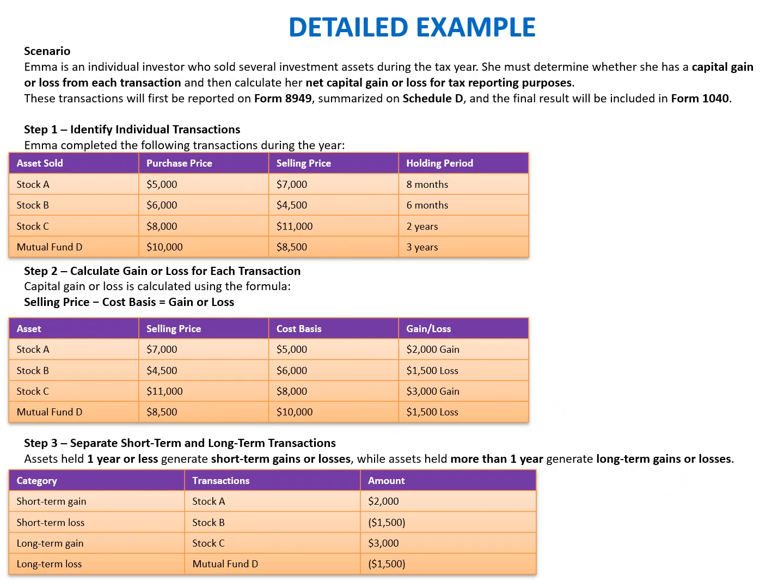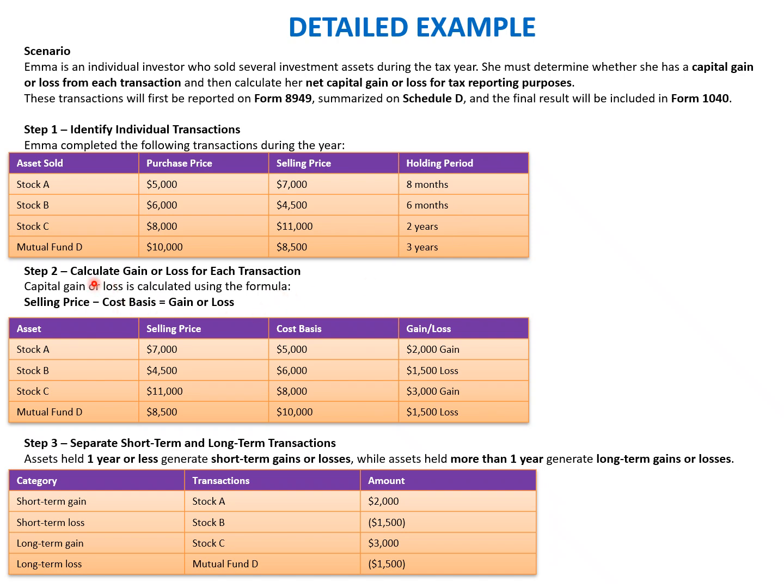Okay, so now we have created an example which demonstrates whatever we have discussed till now. Emma is an individual investor who sold several investment assets during the tax year. She must determine whether she has a capital gain or loss, and the information is captured in Form 8949 and finally summarized in Schedule D, which will be reported in Form 1040. Emma completed the following transactions for the year: stock A, stock B, stock C, and a mutual fund. We have the purchase price and selling price, and then the holding period for each of them.